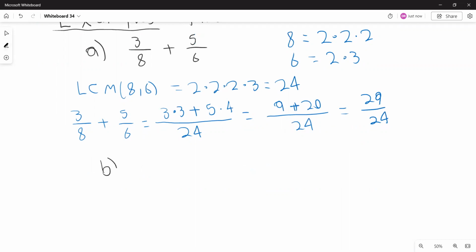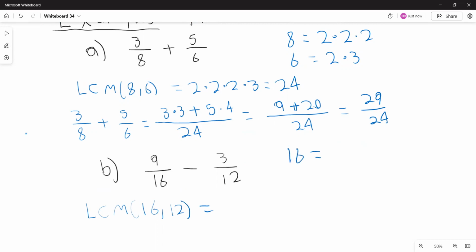Let's subtract 9 over 16 and 3 over 12. Yeah, so if we try to cross multiply, we're going to have a significantly large number. 16 times 12 is going to be a large number, so we can use the least common multiple of 16 and 12. So let's write the prime factorization. 16 is 4 times 4, or 2 times 2 times 2 times 2.